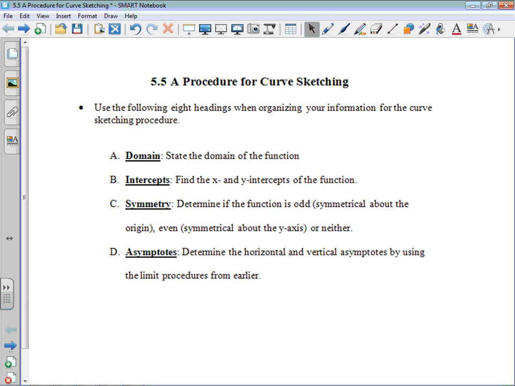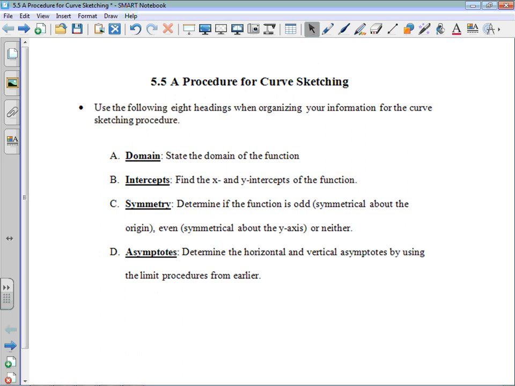Domain, you're pretty used to. Intercepts, you've been doing for a long time. Symmetry is new this year. Just keep in mind when we check for odd versus even symmetry, if we know it's even symmetry, then if we have it to the left of the y-axis, then we really have it to the right of the y-axis as well. Odd symmetry is a little bit harder. Typically, knowing that it has odd symmetry isn't all that useful when you graph it, except for maybe looking at it after to evaluate that.